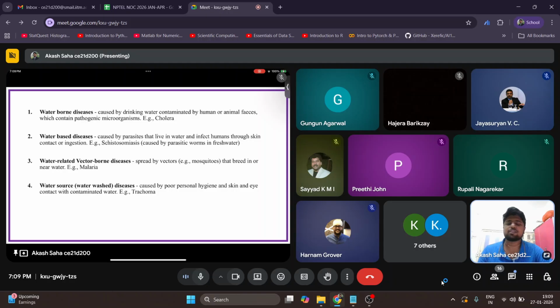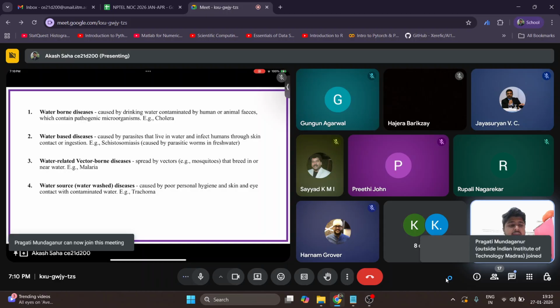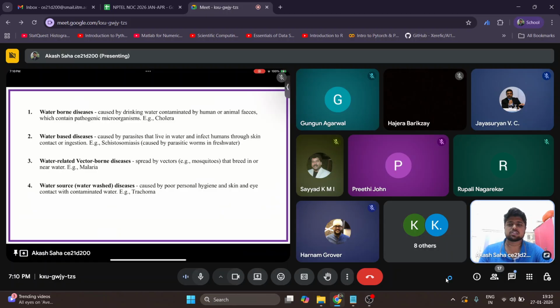So we have basically four kinds of diseases. One is waterborne, which we just talked about, which is caused by drinking water contaminated by human or animal feces, which contains any kind of pathogenic organisms. So these are called waterborne diseases, for example, cholera. And then there are water-based diseases, which are caused by parasites that live in water and infect humans through skin contact or injections. Schistosomiasis is one example. So just be careful with the names.